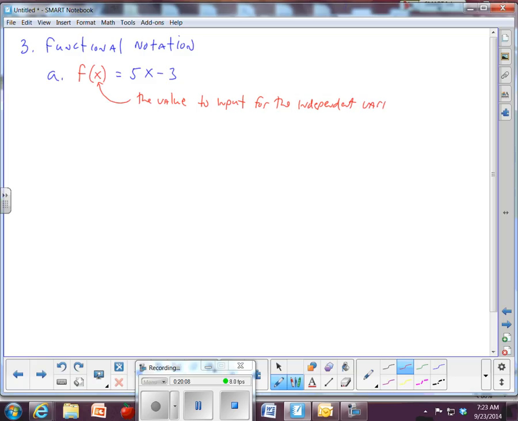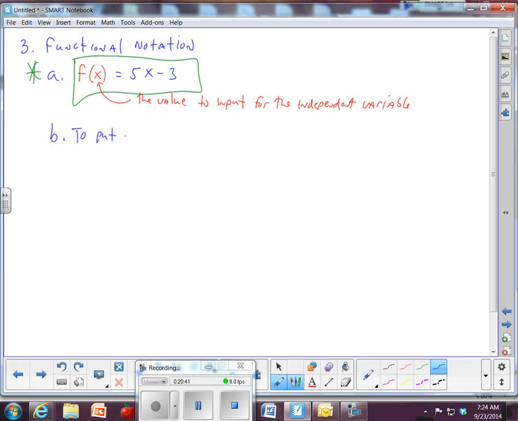The value to input for the independent variable. You'll see that in just a moment, right? But listen, you've got to know functional notation. So make sure you understand functional notation. At times you'll be asked to put something into functional notation. So how do you put something into functional notation?